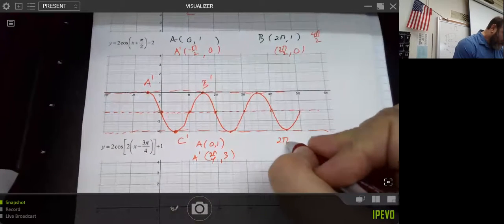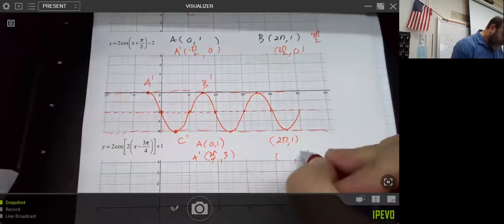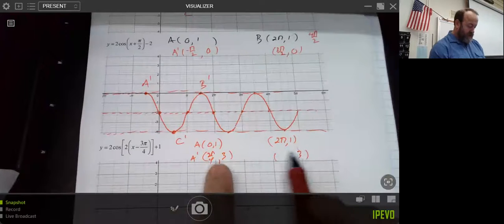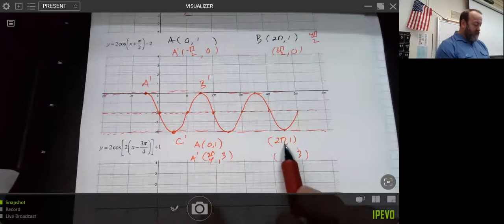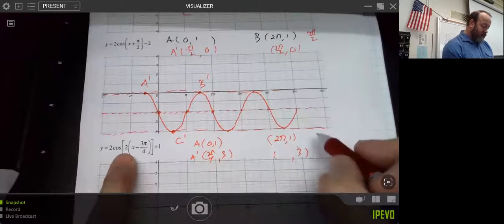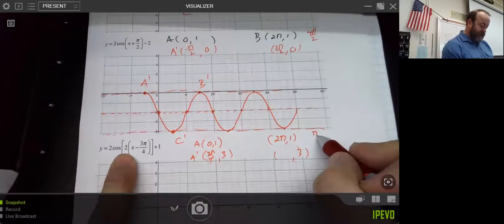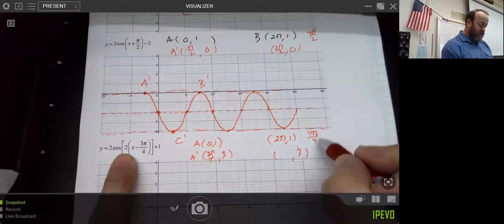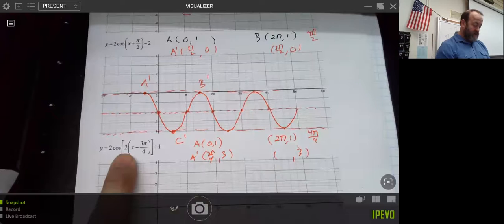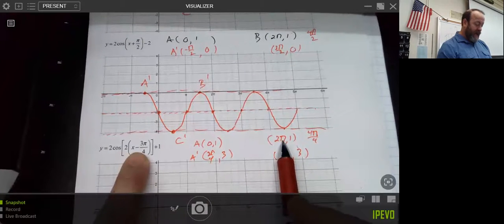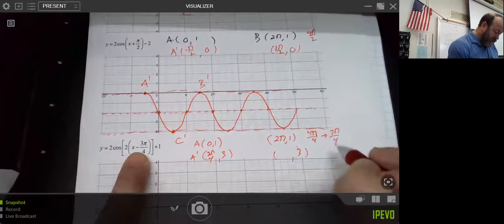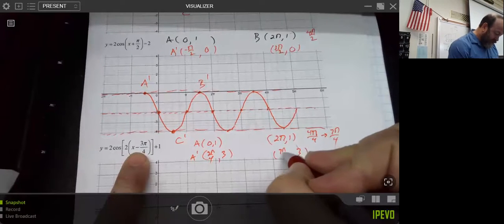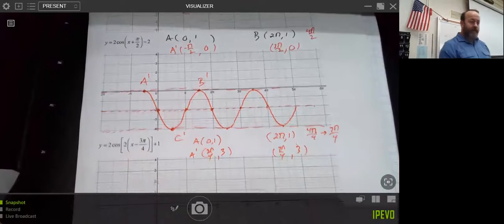2 pi comma 1, we know it's going to end at the same place as this one because it was periodic and also we're modifying the same value. So I'm going to take the 2 pi right here and divide it by 2, which gives me pi, but I'm going to write that as 4 pi over 4, so I have a common denominator. Remember, 2 pi divided by 2 is pi, and then I need to add 3 pi over 4 because it's going to scoot to the right that far. And so I think we're ready to go.